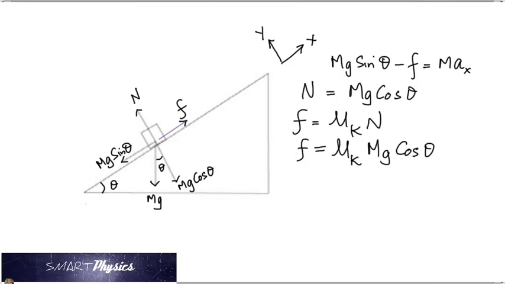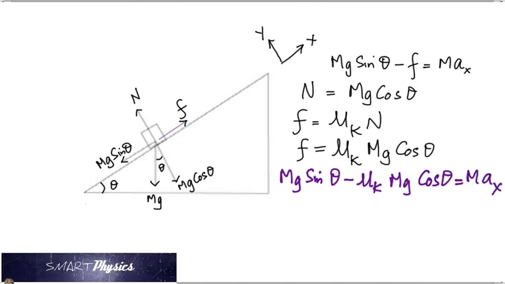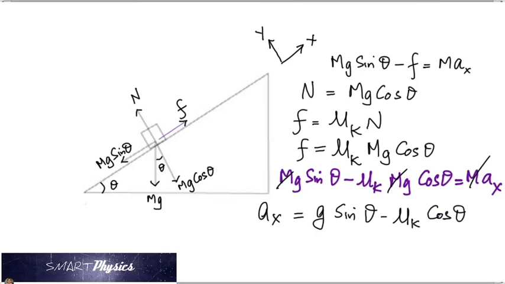Okay, let me write the whole thing. So now mg sine theta minus mu k mg cosine theta is equal to m times ax. Why do we need mass in all those? Let's cancel them out because they are in every term. So you end up with a ready-made formula for acceleration. Ax is g sine theta minus mu k g cosine theta, which is one of our labs. I missed the g, now it's been added.